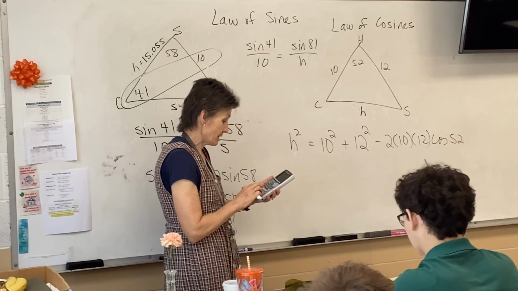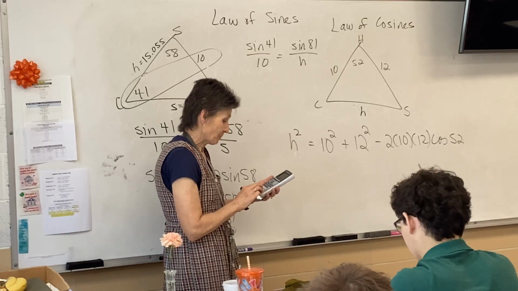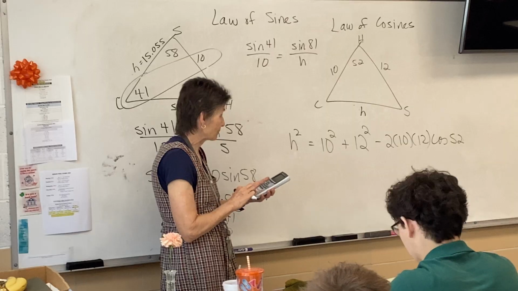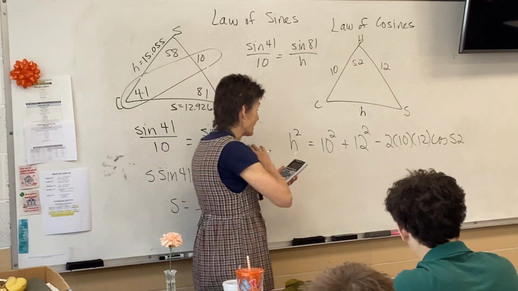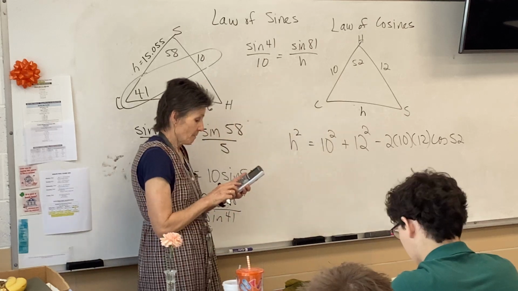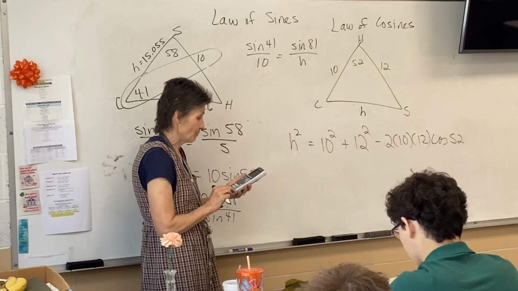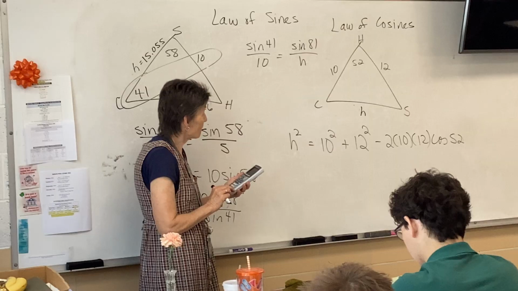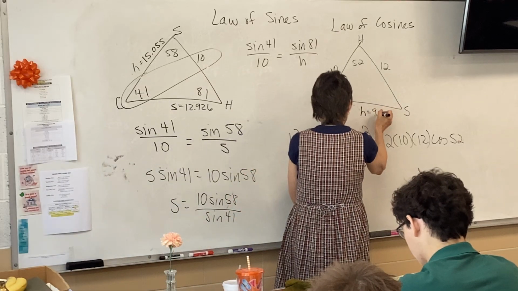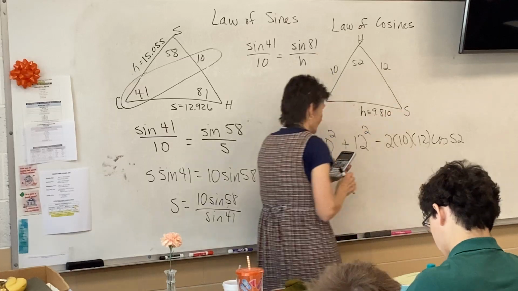Honestly, the hardest thing about the law of cosines is remembering to square root your answer. Because you can get all that typed in wonderfully, but then you have to remember to square root it. I got 9.810.